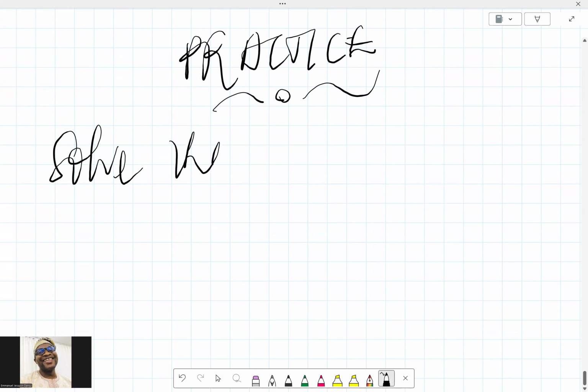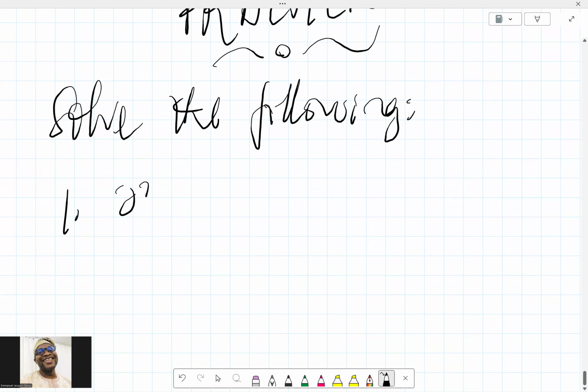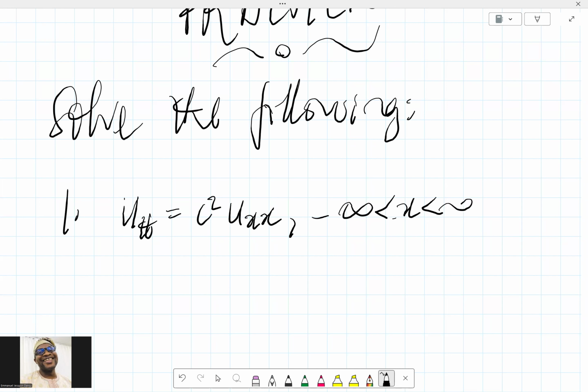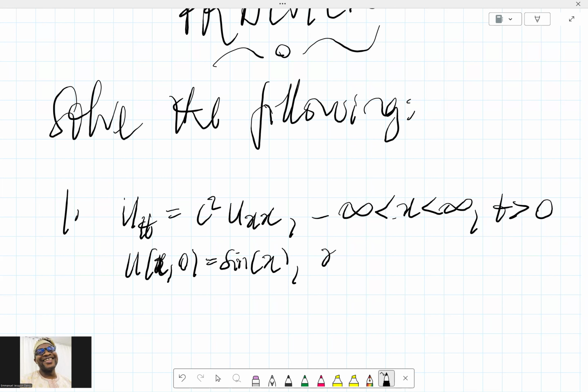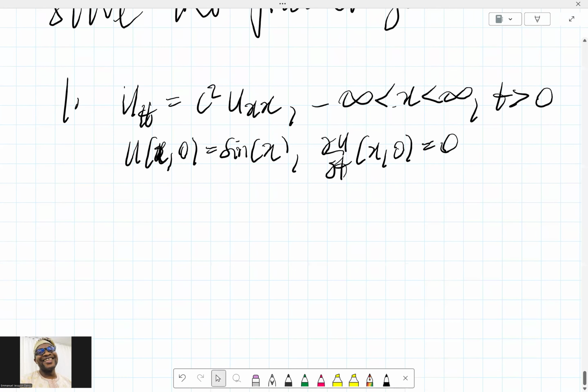Solve the following. Once you see infinite domain, you already know you are using Fourier transform. Let me make it in another form, which you already know. u_tt, that's partial squared u over partial t squared, equals c squared u_xx. It's the same thing like we've always done. So minus infinity less than x less than infinity. This is an infinite domain, and that automatically tells you you're using Fourier transform. And then you have initial conditions: u of x comma 0 is sine x, and partial u partial t of x comma 0 is 0. So it's the same procedure, except that now the conditions are different.